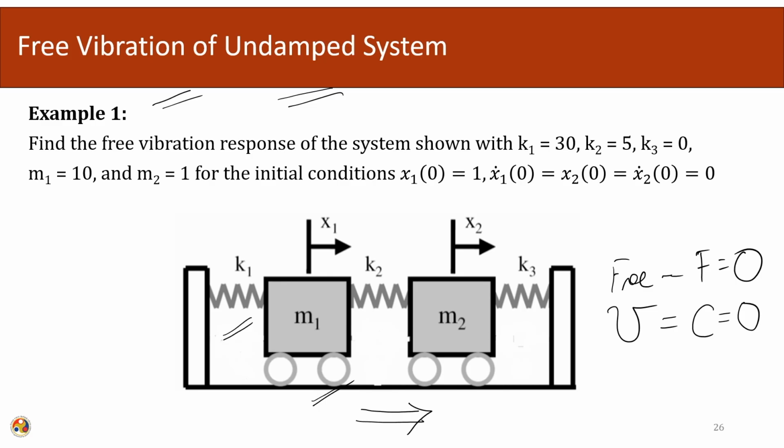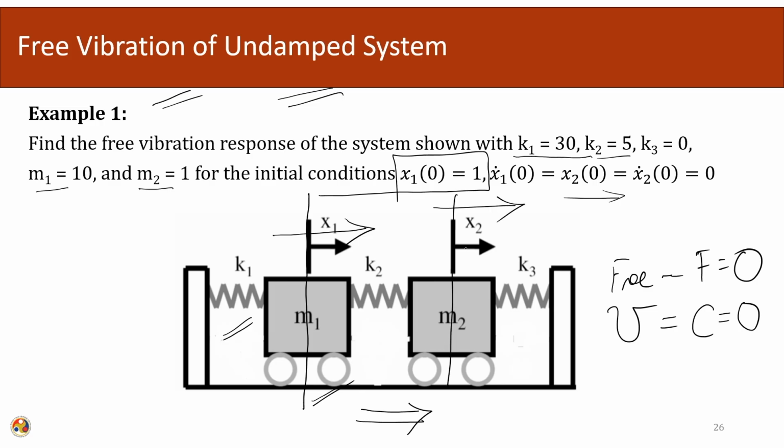In this particular example, the value of the stiffness is given, and the value of the mass is given, and one initial condition is applied which causes the disturbance in the system. The degree of freedom is defined as the horizontal translation of mass m1 and the other degree of freedom is defined as the horizontal translation of the other mass.